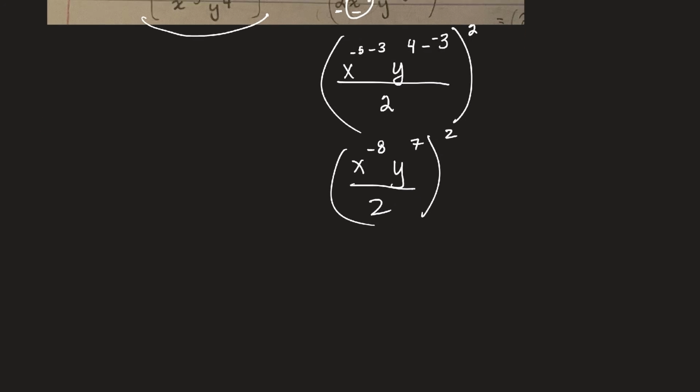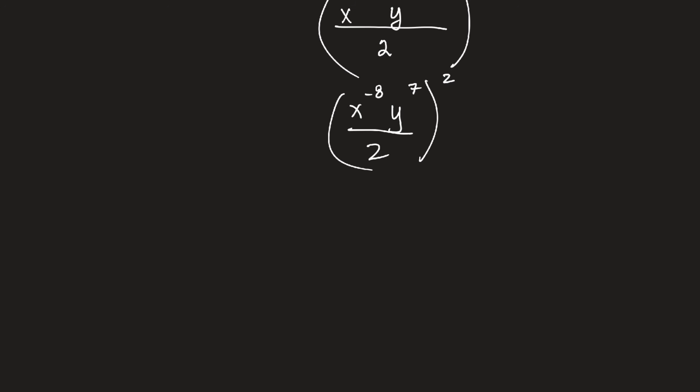Now I can apply that 2 to everybody inside the brackets. So it'll be this times 2, and then 2 the first times 2. So I'll have x to the -16, y to the 14, all over 2 squared, or just 4.